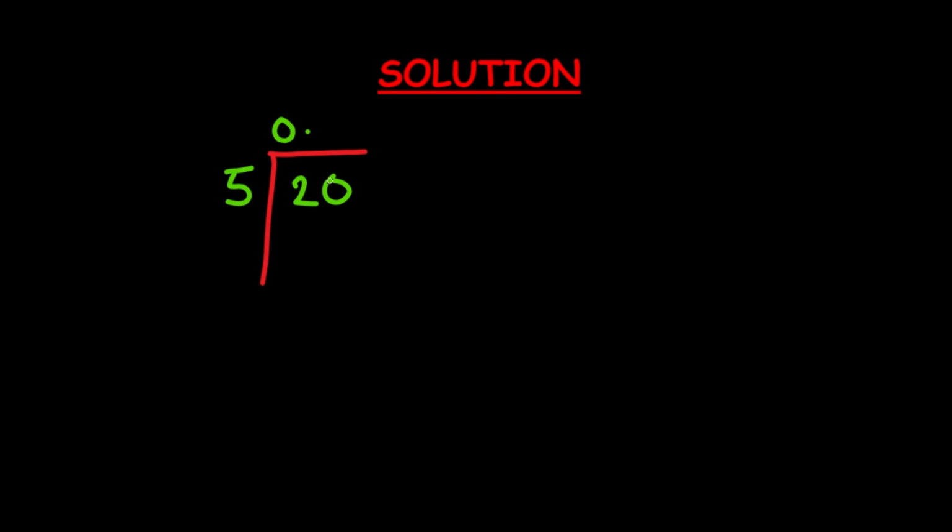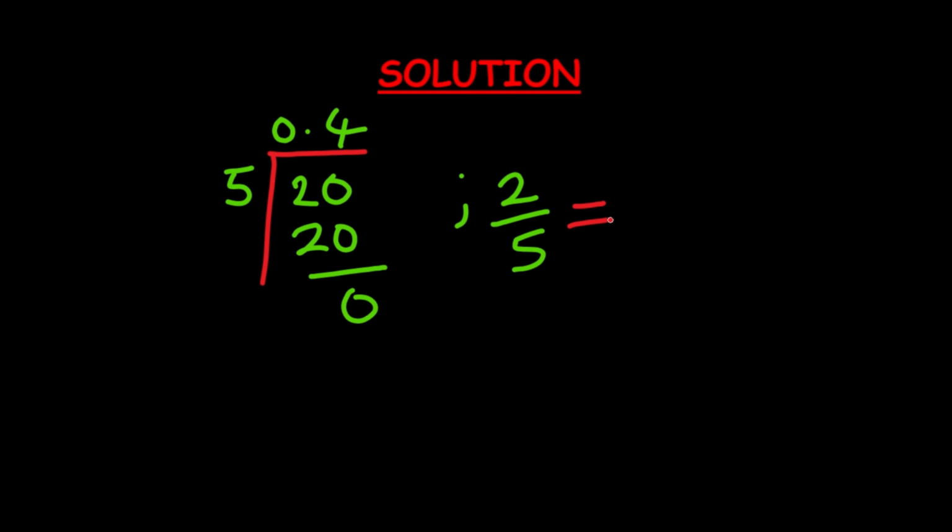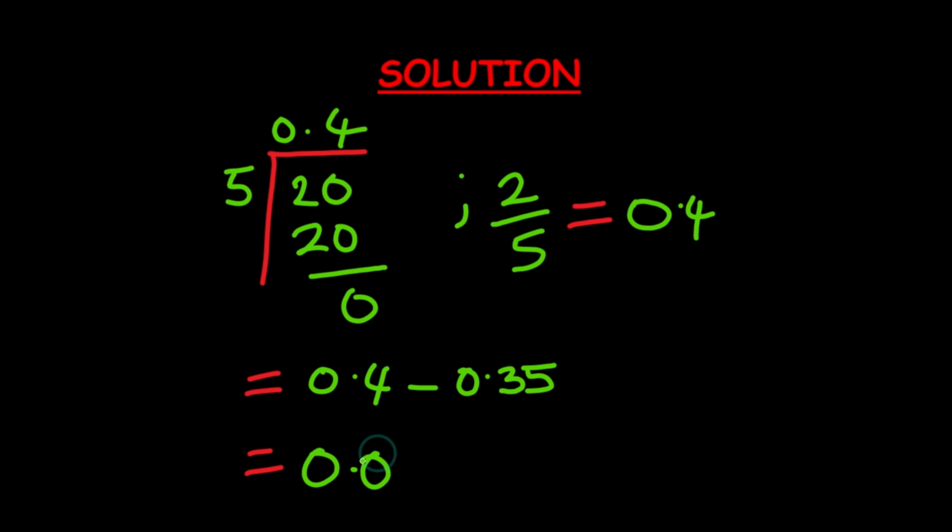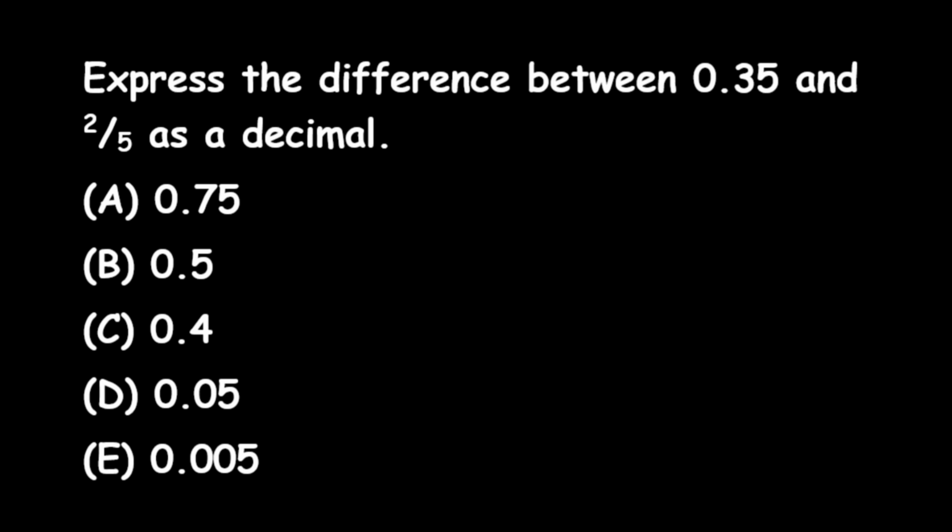Then, 20 divided by 5 gives 4. 4 times 5 is equal to 20. 20 minus 20 gives 0. Then 2/5 in decimal form equals 0.4. The difference between the two decimal numbers equals 0.4 minus 0.35 equals 0.05. The correct answer is D.